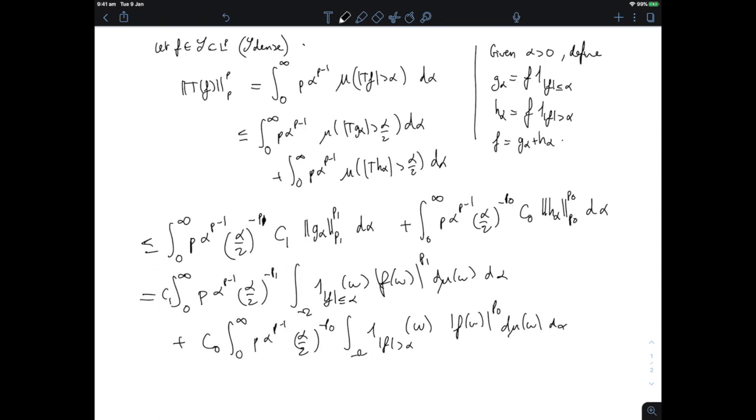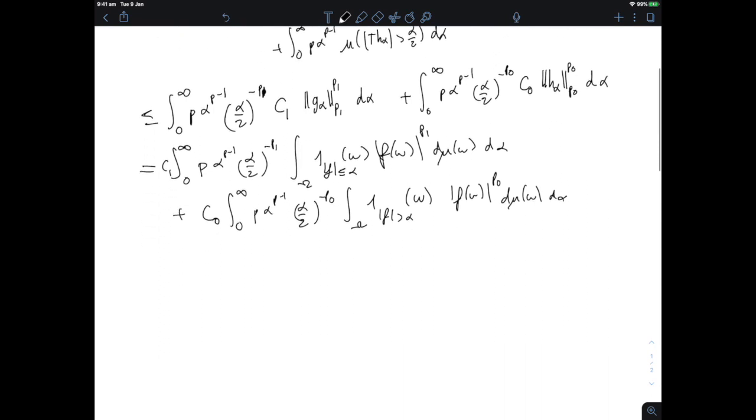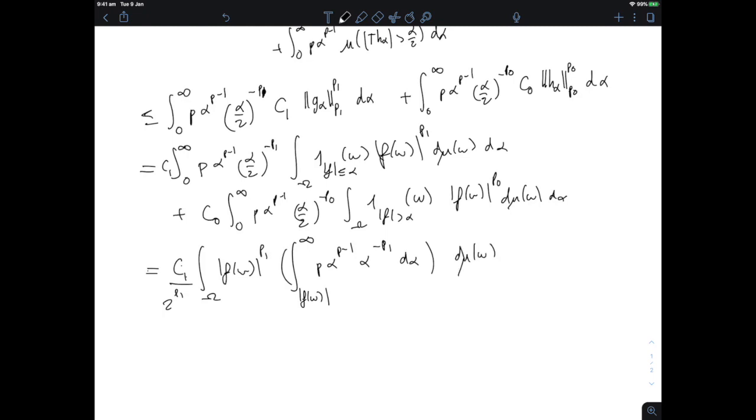But now the point is I'm going to exchange the integrals, and I'm going to get C1 times the integral over omega of f of omega to the p1 times the integral, okay, alpha is above f of omega, so I'm integrating from f of omega to infinity, p alpha to the p minus 1 times alpha to the minus p1. Let's put the 2 to the p1 here. And this is d alpha, and then d mu omega.